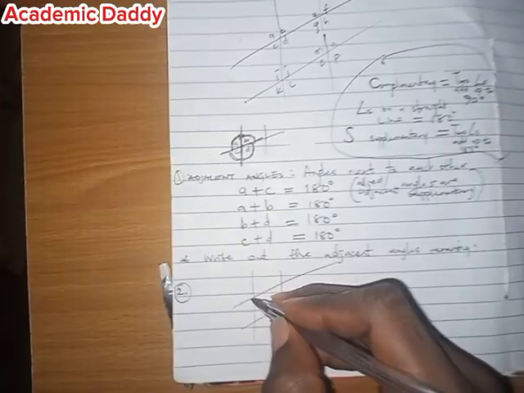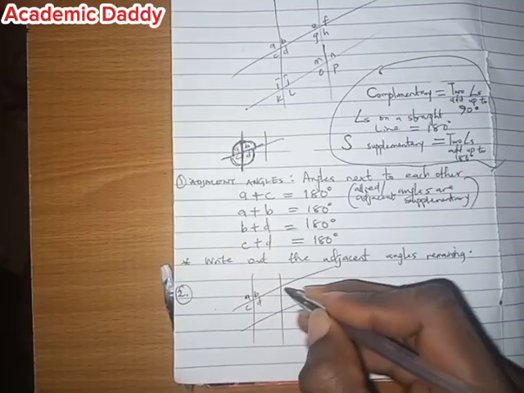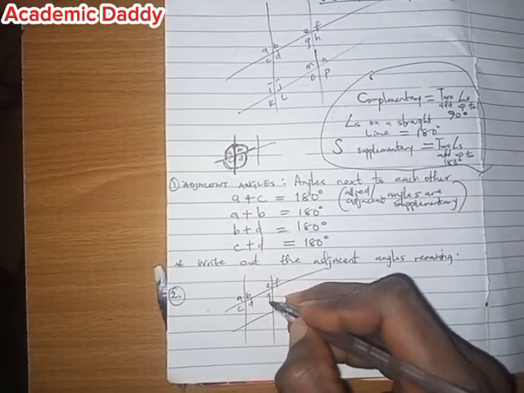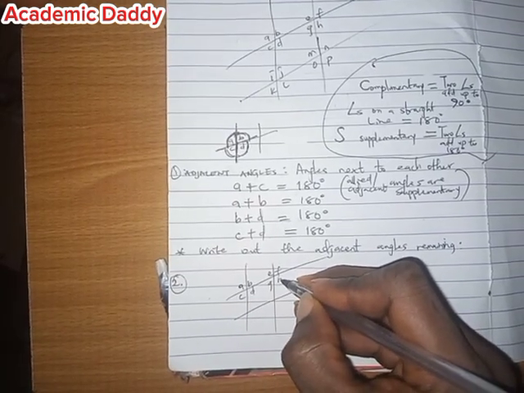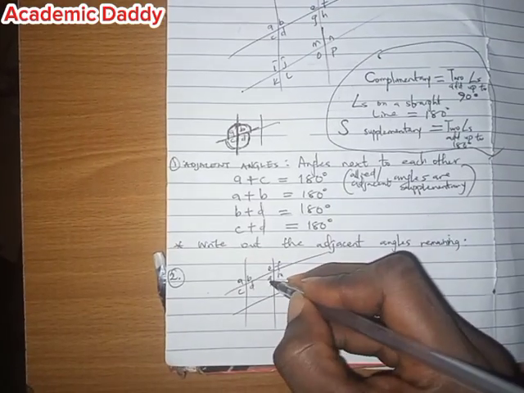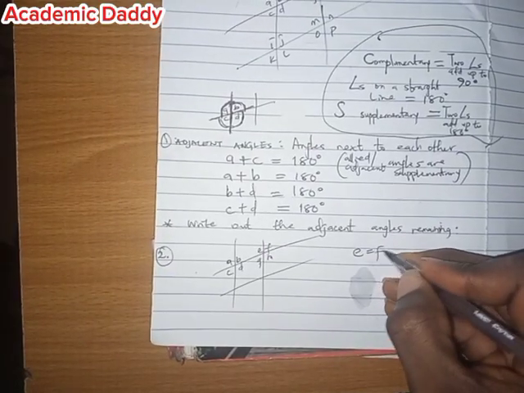So I have A, B, C, D. I have E, F, G, H. Notice that this E and H, they are facing each other. This F and G, they are facing each other. So we can say that E is equal to F.